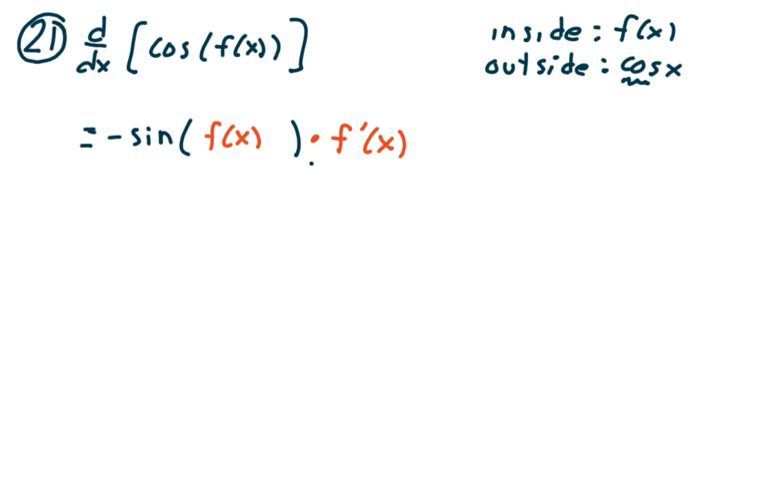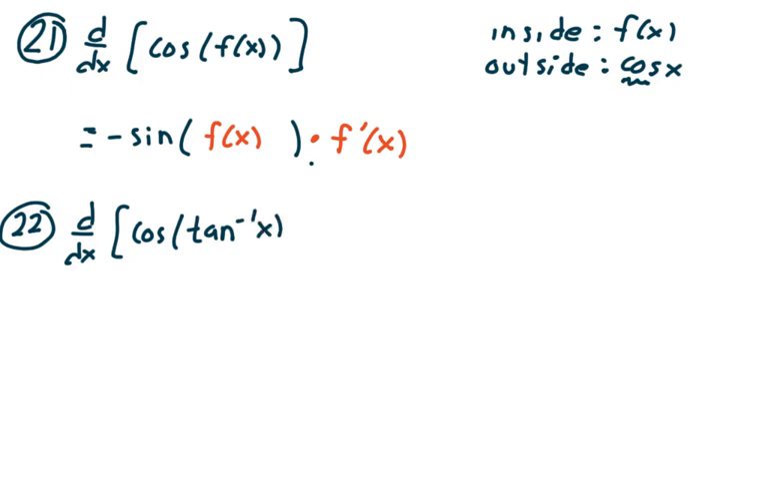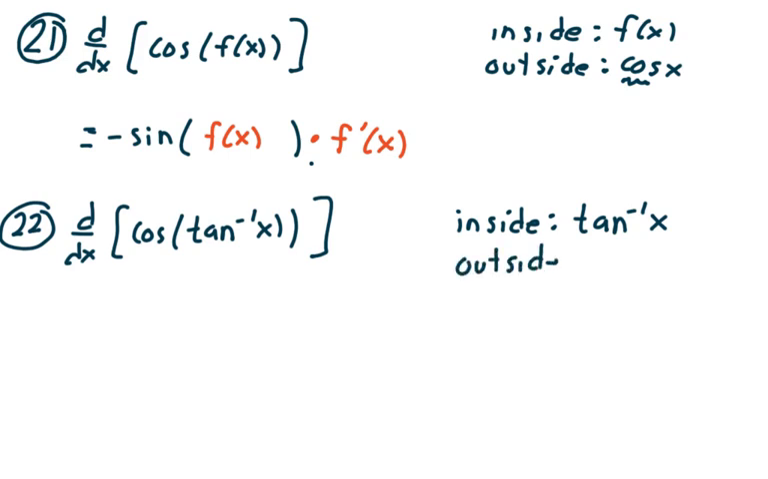So let's take a look at 22. Suppose we want the derivative of cosine of arctangent of x. What's inside? The inside function is arctangent of x. That's the argument of the cosine. The outside function just happens to be cosine x.